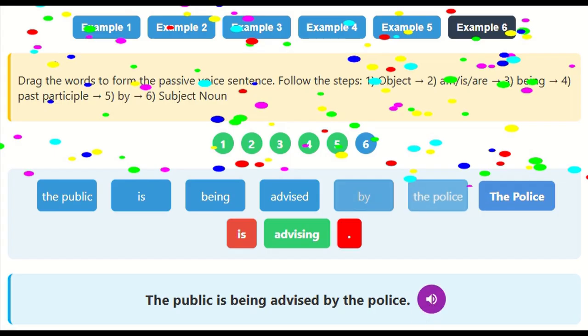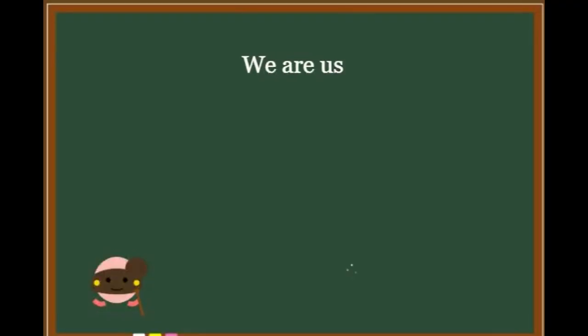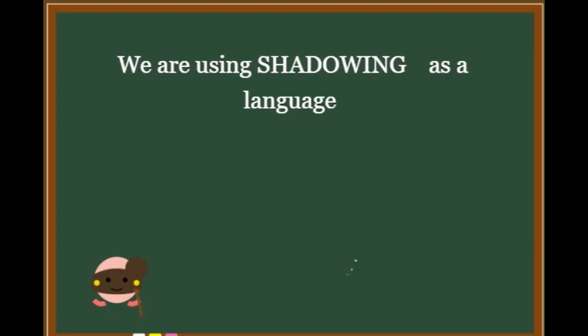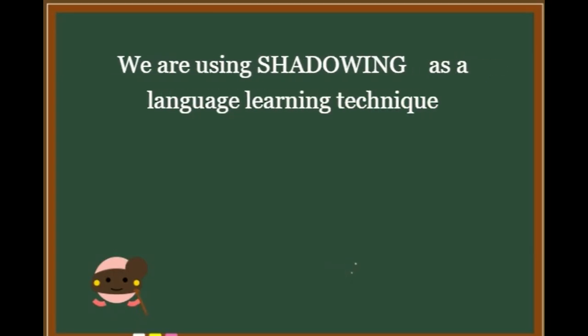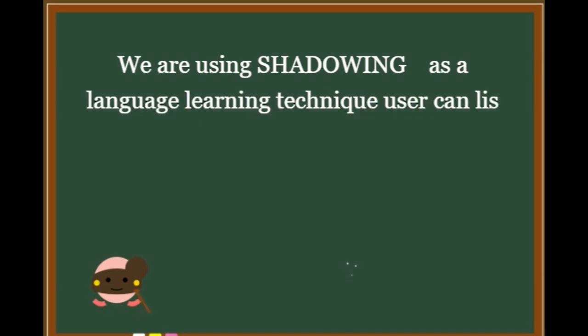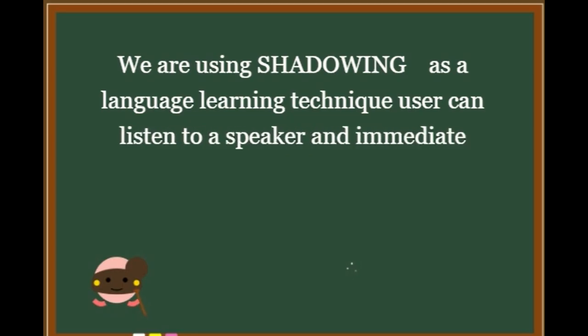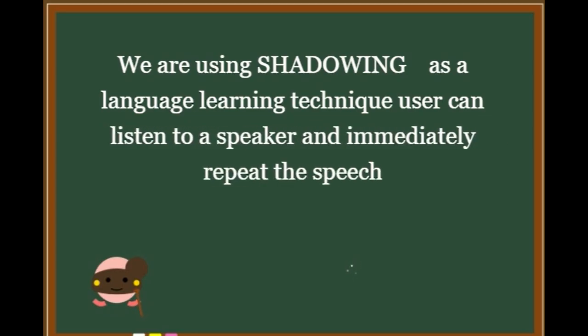The public is being advised by the police. We are using shadowing as a language learning technique. User can listen to a speaker and immediately repeat the speech aloud.